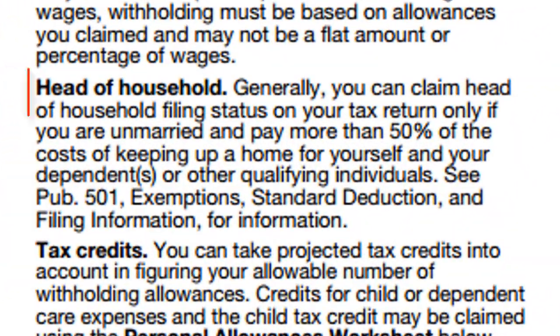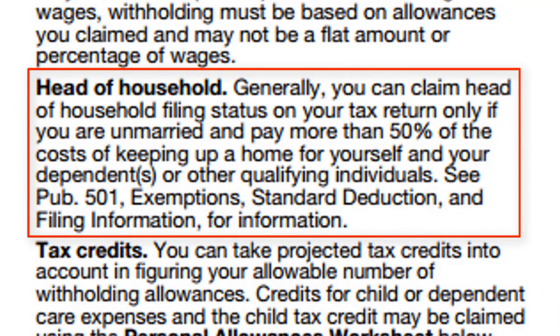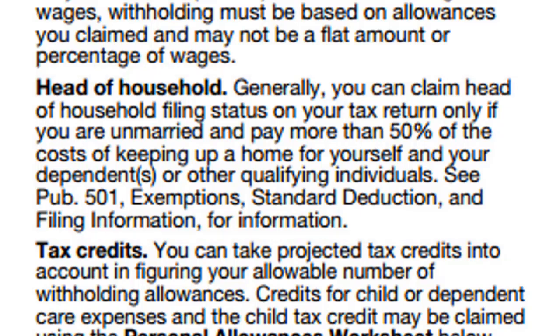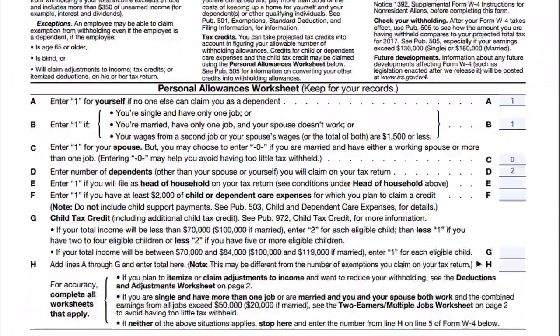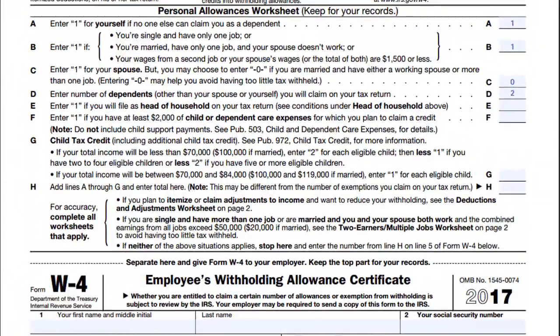Head of household. Generally, you can claim head of household filing status on your tax return only if you are unmarried and pay more than 50% of the cost of keeping up a home for yourself and your dependents or other qualifying individuals. See Publication 501, Exemptions, Standard Deduction, and Filing Information for information. Susan is single and she pays more than 50% of the cost of keeping a home for herself and her 2 dependent children. Susan can claim head of household. Susan enters 1 on line E.